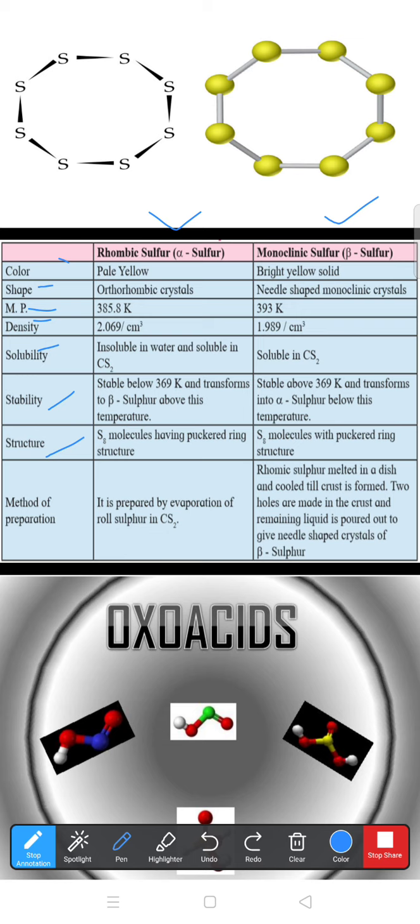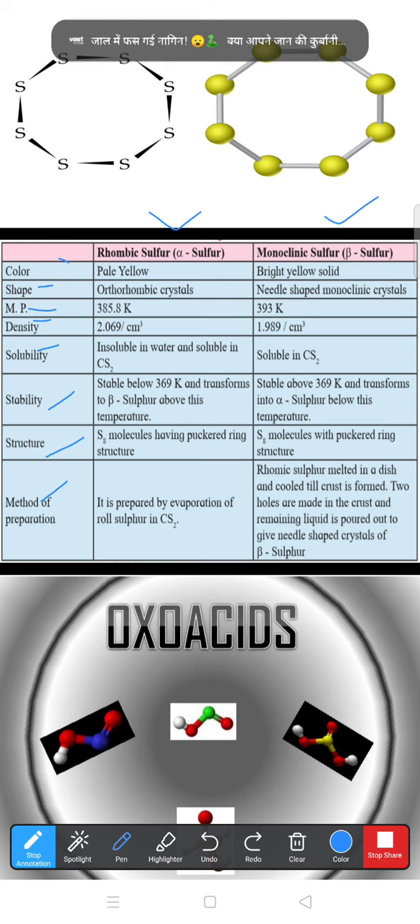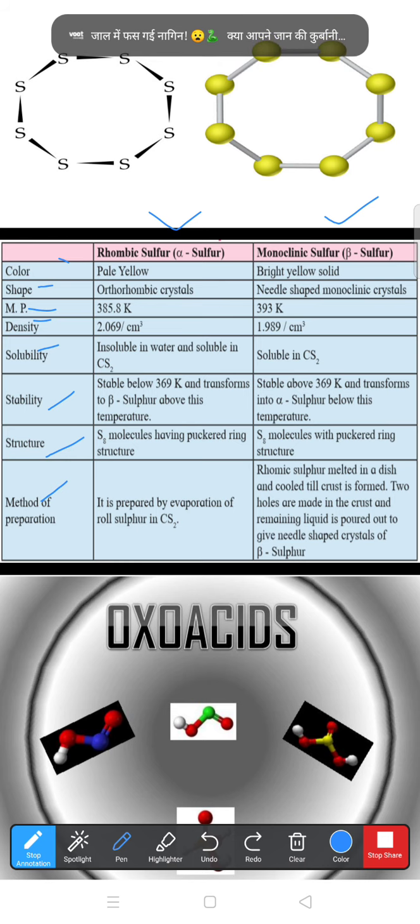While beta sulfur is stable above 369 Kelvin, and it can be transformed into alpha sulfur below this temperature. So this reverse property can be seen for alpha and beta. Structure: alpha sulfur has S8 molecules with a puckered ring structure, while beta sulfur also has S8 molecules with puckered ring structures. Later on, methods of preparation.